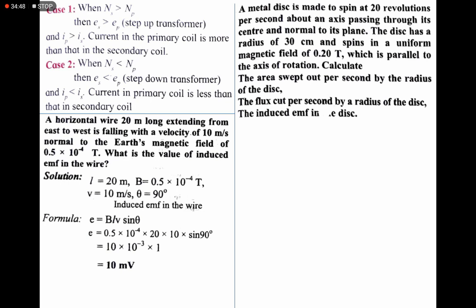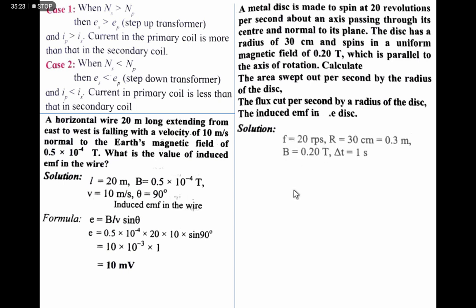First, we have to find the area swept out per second by the radius of the disc. Second, the flux cut per second by the radius of the disc. And third, the induced EMF in the disc, that is E. These three things have to be found. The disc is in rotation in the magnetic field, and the radius of the disc is given.